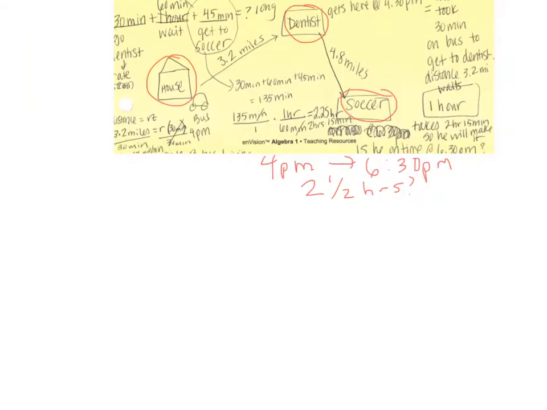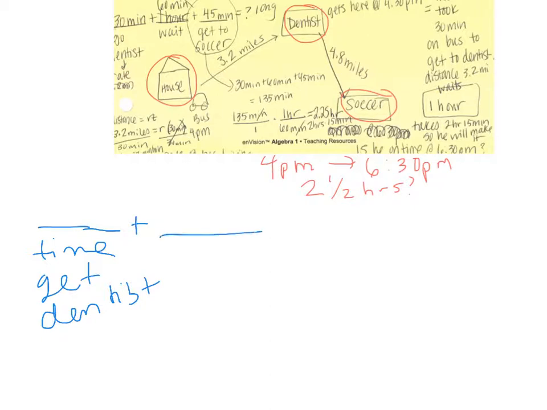So for these type of problems, I think it's easiest to kind of set it up thinking about it as, okay, the first part is the time, right, that it takes to get to the dentist, plus his wait time, right, plus the time to get to soccer.